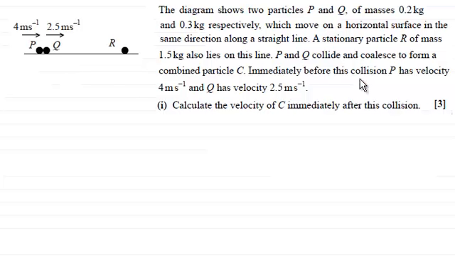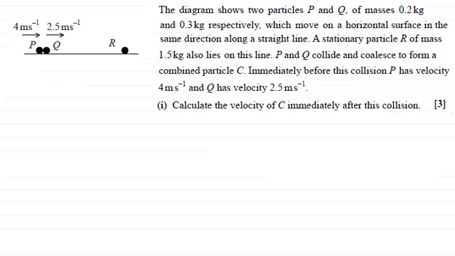Immediately before this collision, P has a velocity of 4 meters per second and Q has a velocity of 2.5 meters per second. And what we've got to do is to calculate the velocity of C immediately after this collision. If you'd like to have a go at this, if you haven't done so already, just pause the video. Do come back when ready and you can check your work against my solution.